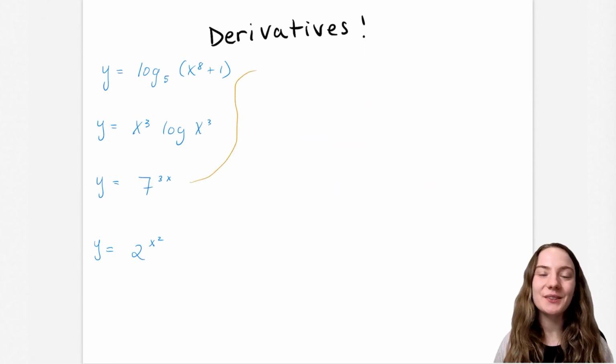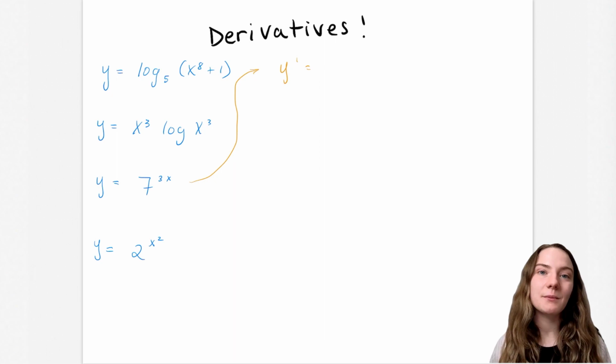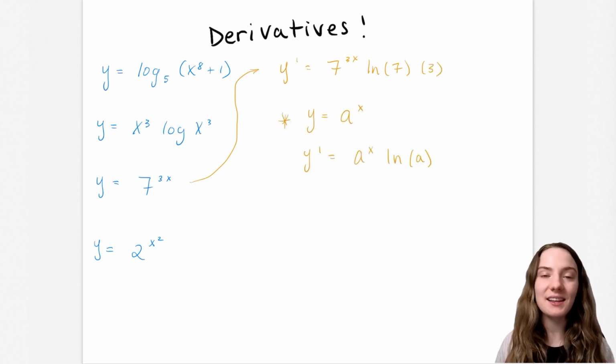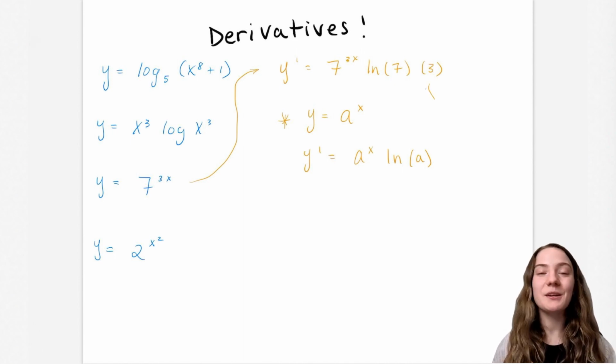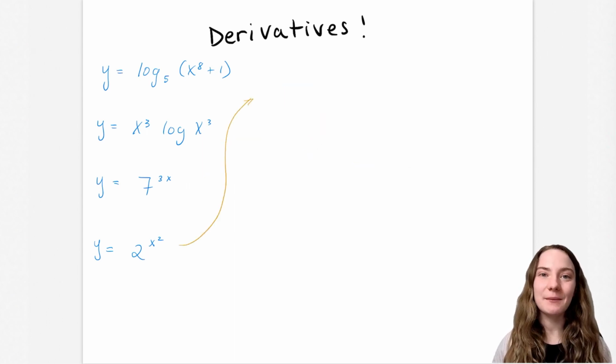Alrighty, now it's time to do some exponential functions. I want you to pause the video and try our first function here. Now for these exponential functions, where the base is some number a, you have to remember that the derivative is going to equal a to the x, so your original function, times ln a. And for this example, you needed to be a little bit careful because we also had to use the chain rule.